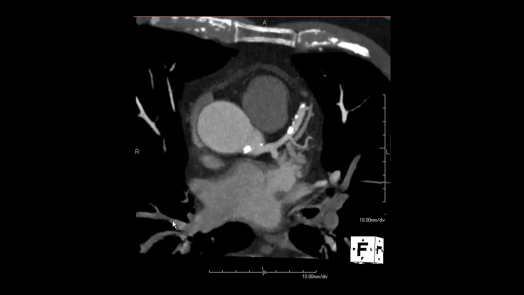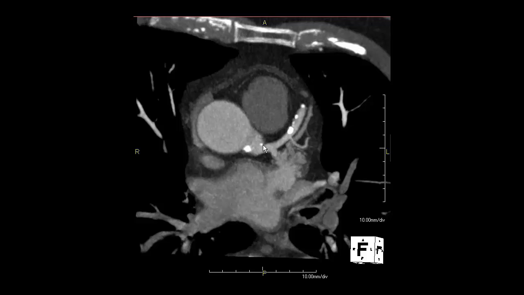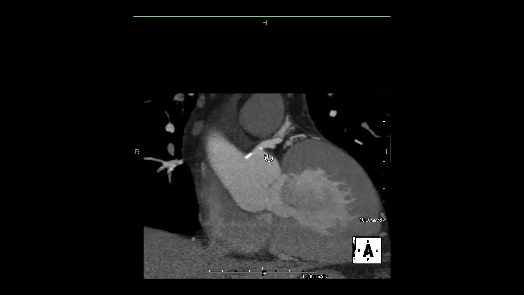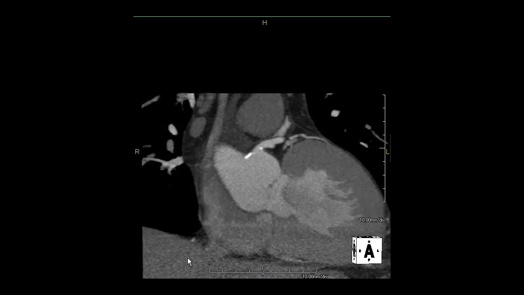We now begin review of the coronary arteries. Here's the left main. There appears to be some mild plaque at the origin of the vessel. If you switch to the anterior view, you can again reconfirm this mild eccentric non-obstructive plaque in the left main.